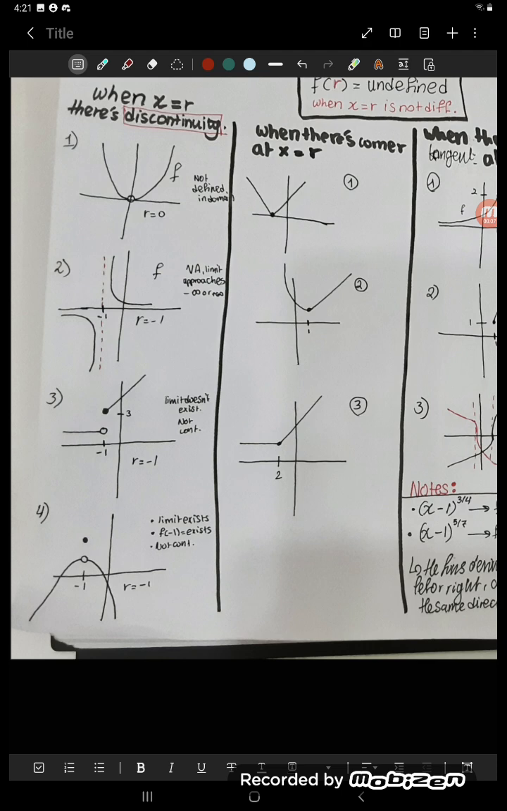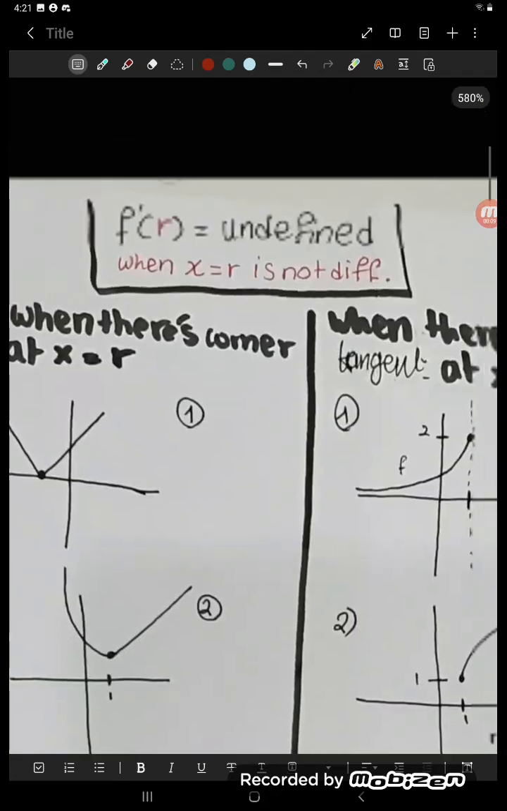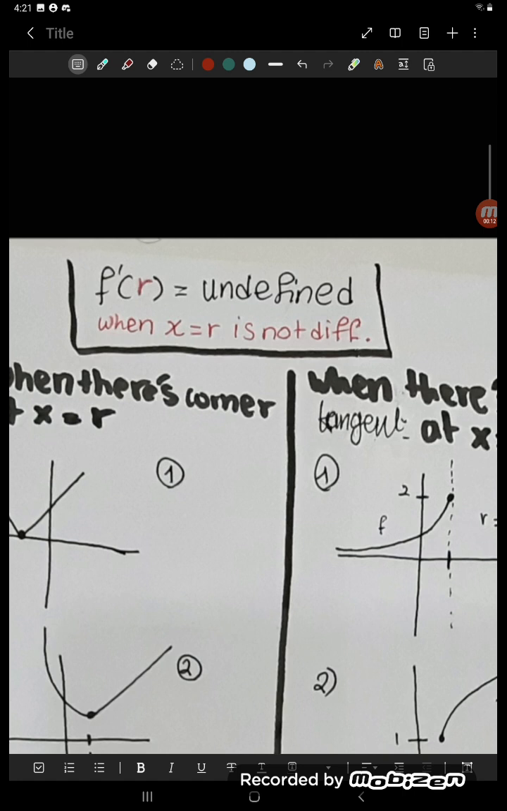And today we're going to be talking about where the function is basically undefined, where x equals r is not differentiable. Essentially, what I'm talking about is all or almost all the scenarios within the scope of my book and my curriculum: what's defined and what's not.